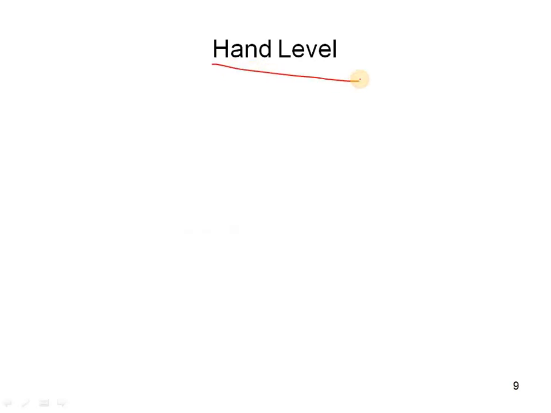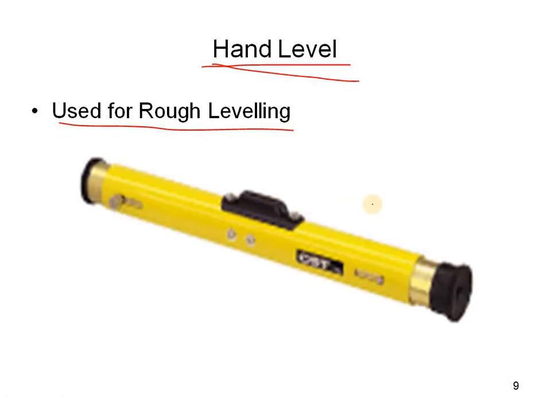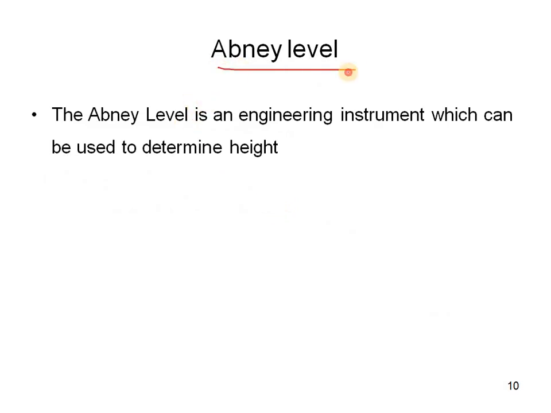The next one is hand level. The first instrument is known as hand level. It is used for rough leveling. So in rough leveling we will use this hand level. Rough leveling means immediate calculations, taking readings on the ground. So this is the hand level, you can observe. We will be carrying this in the hand. This is the sight we will see through, and this will be our object glass. This is the bubble tube type.